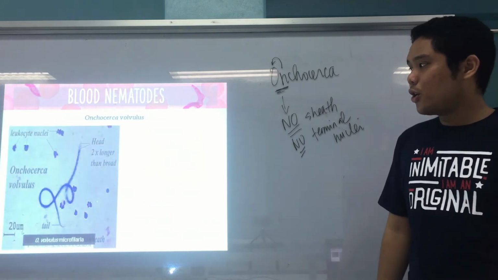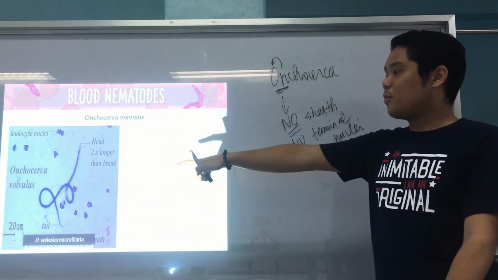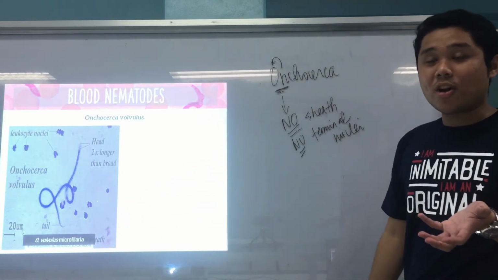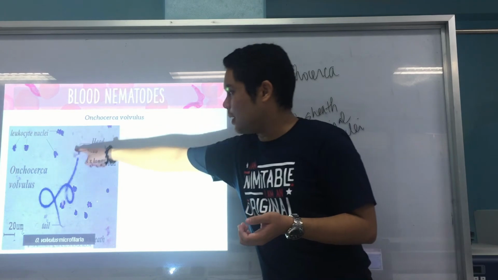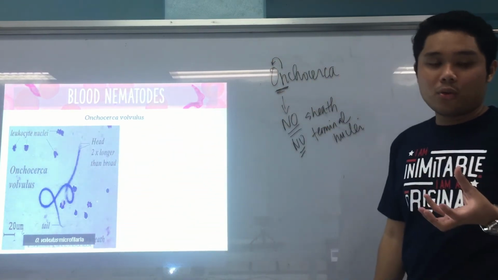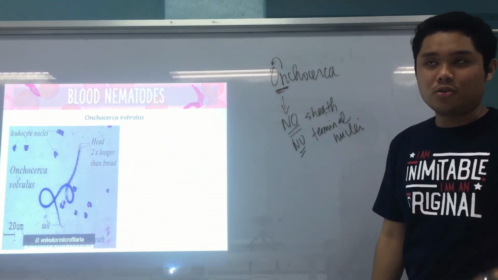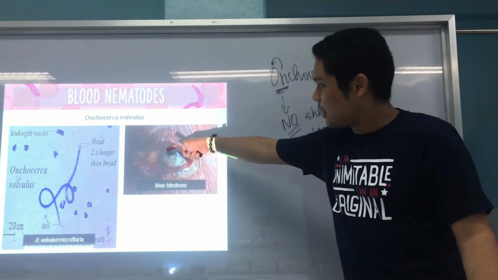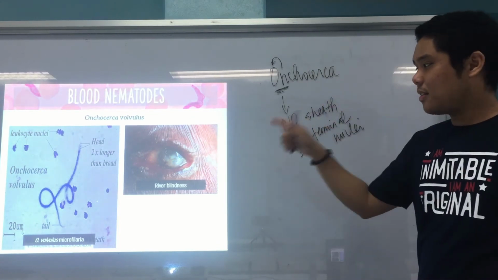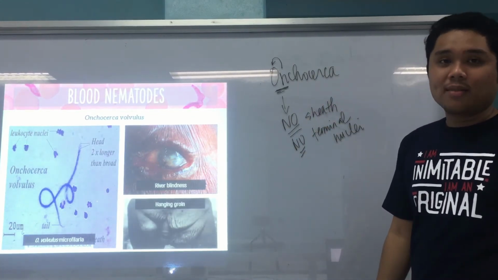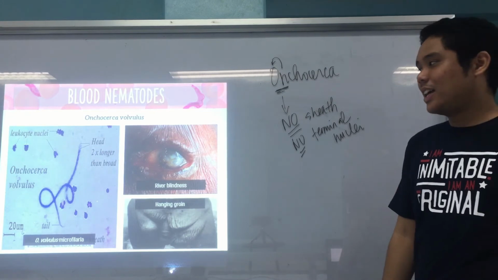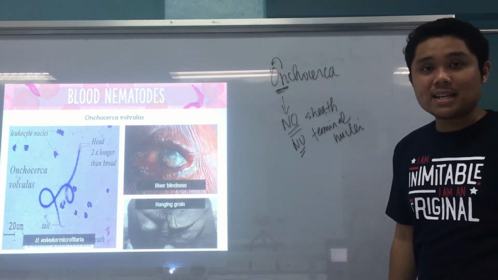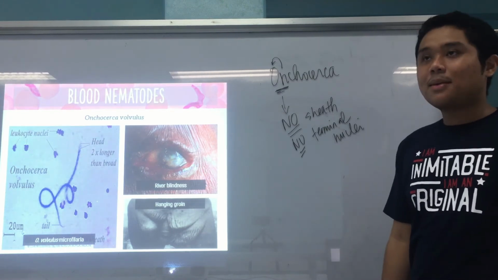Now here's an example of the filarial worm of Onchocerca volvulus. The tail, as you can see, does not contain any nuclei, and there's no covering, so it's not sheathed. And this is your river blindness, as you can see, the worm in the cornea, and this is your hanging groin. That's for Onchocerca volvulus: river blindness, worm, vector Simulium spp.